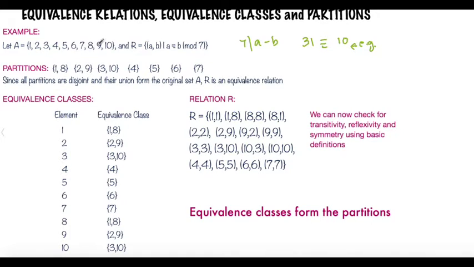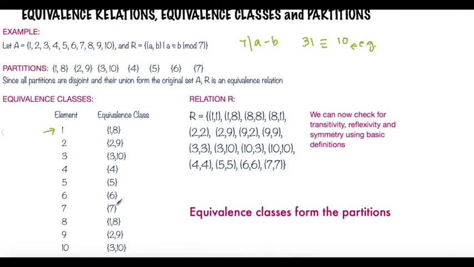In order to do that, we find the equivalence class of each element here. So for element 1, what is the other element of this set which when divided by 7 gives the same remainder? It is 8, because 1 divided by 7 gives remainder 1 and 8 divided by 7 gives remainder 1. Similarly, 2 is paired with 9, 3 is paired with 10, 4 is alone because there is no other element in this set which gives us remainder 4 when divided by 7.